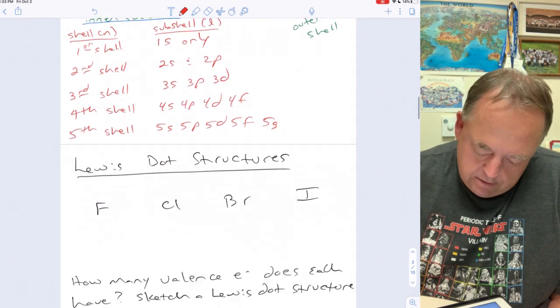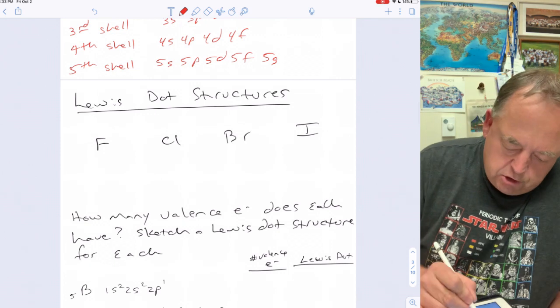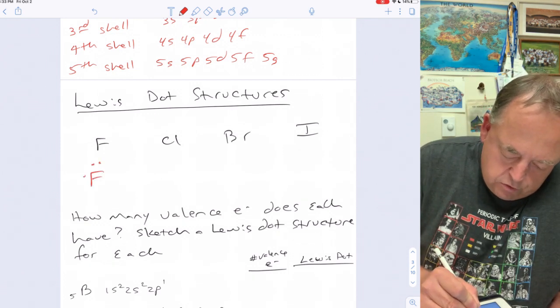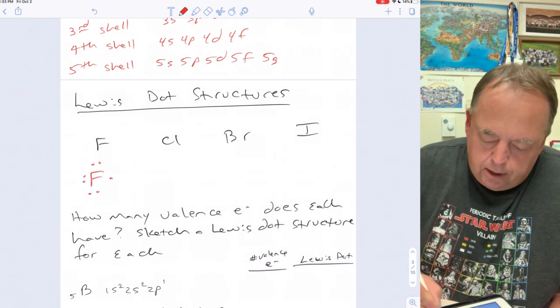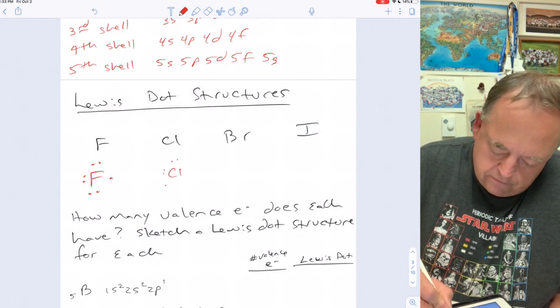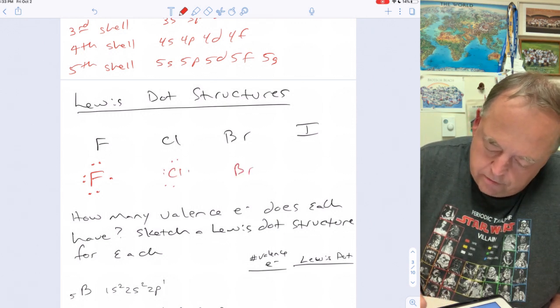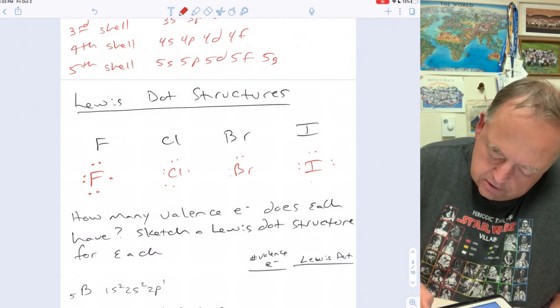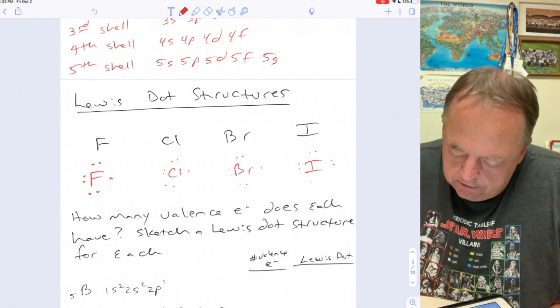Okay, so if we wrote a Lewis dot structure for fluorine, 1, 2, 3, 4, 5, 6, 7 dots, right? Chlorine, 1, 2, 3, 4, 5, 6, 7 dots. Same for bromine, same for iodine. Doesn't matter to me how you write the dots, as long as you got 7 dots.